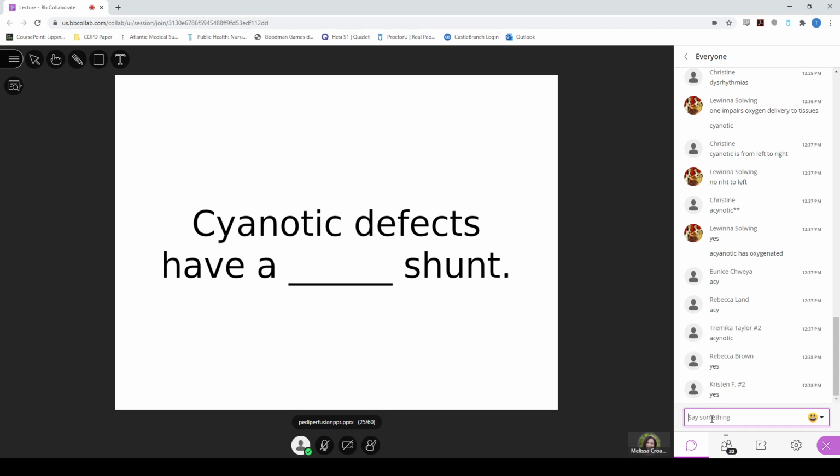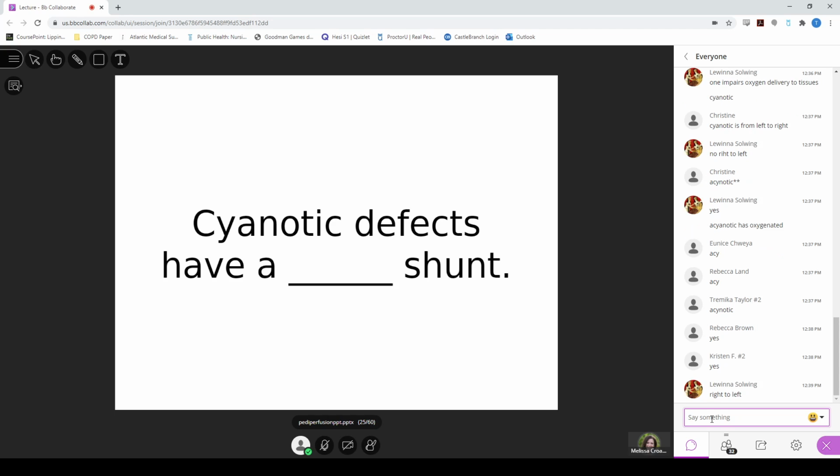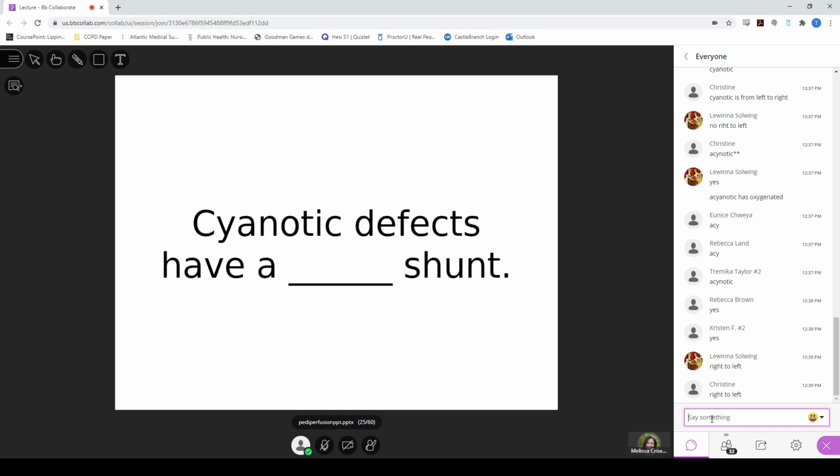What shunts do cyanotic defects have? They go left to right or right to left? That's right, right to left. They bypass the lungs. So cyanotic, think about this, cyanotic, no oxygen, right? They bypass the lungs. Makes sense, right? It's got to go through the lungs to get oxygenated.